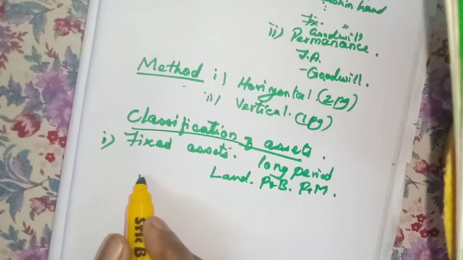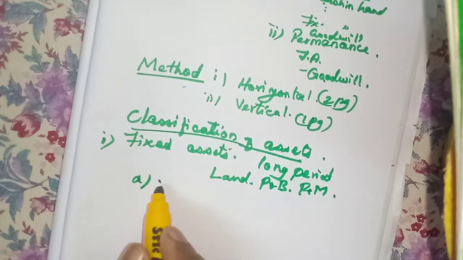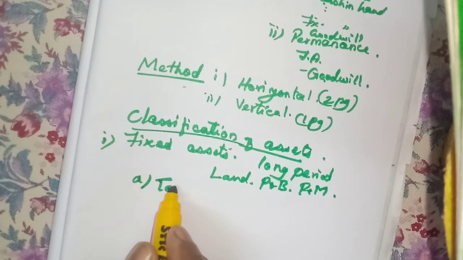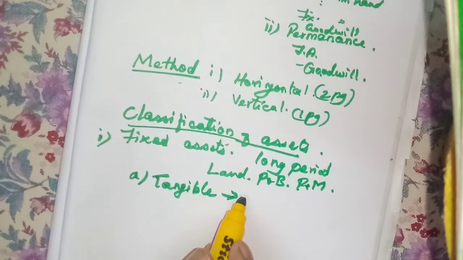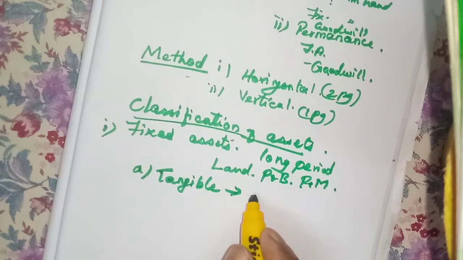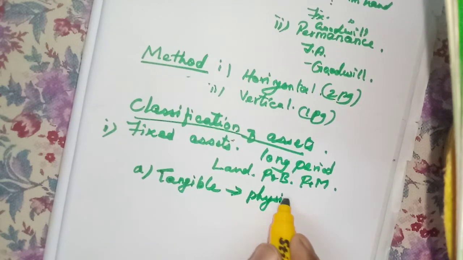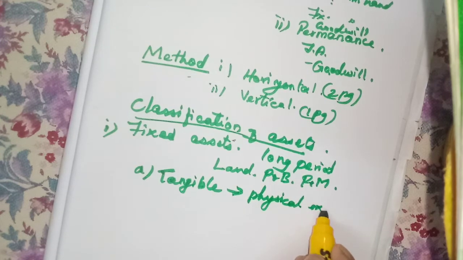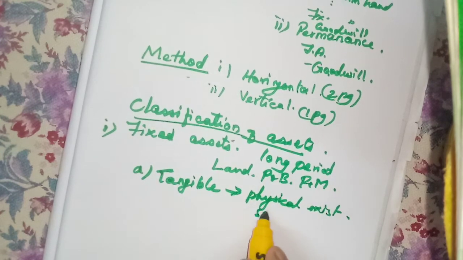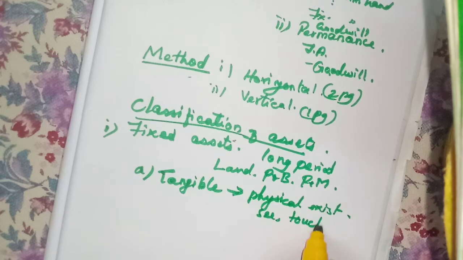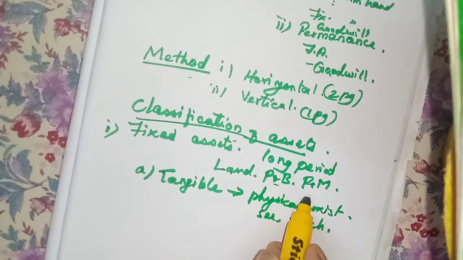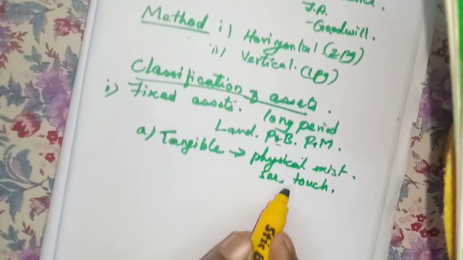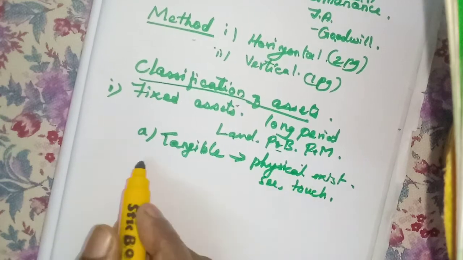Here these fixed assets are again divided into tangible fixed assets and intangible fixed assets. What are tangible fixed assets? These have some physical existence. That means we can see them, we can see and we can touch. For example, land, we can see and touch, isn't it? Plant, machinery, office equipments, motor vehicles, car, everything we can see and touch. It has some physical existence.